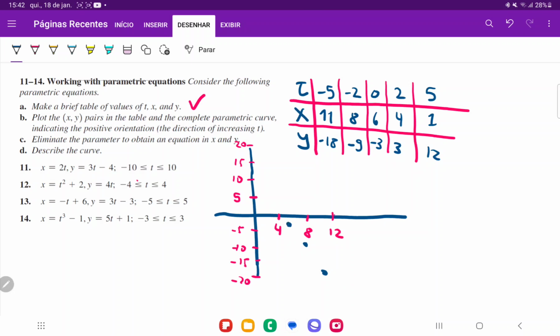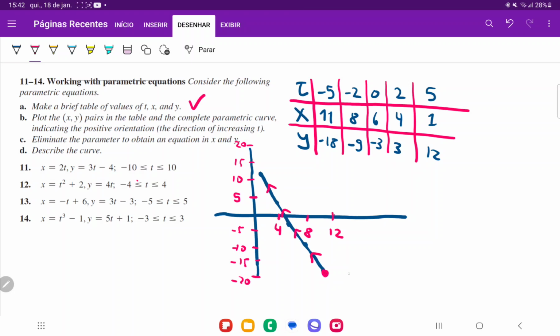So about here. When t is 2, x is going to be equal to 4 and y is going to be equal to 3. And when t is 5, x is going to be equal to 1 and y is going to be equal to 12. So somewhere here. And this is the line. As we can see, it is a straight line, and the direction that we're going is in this direction.